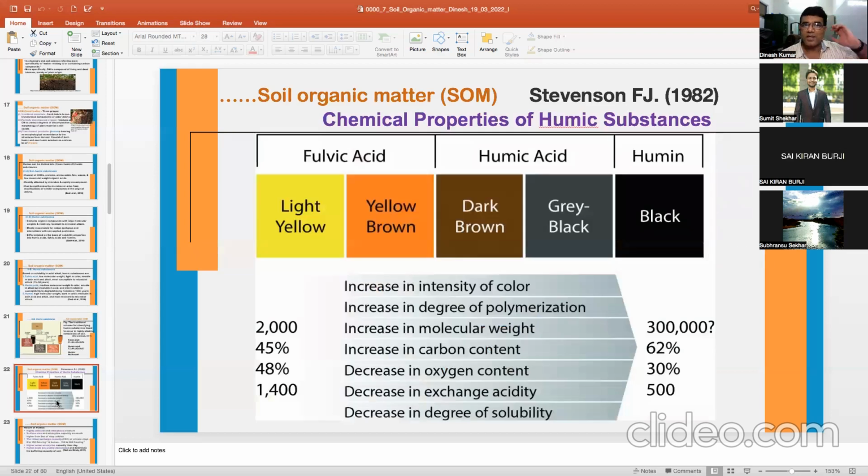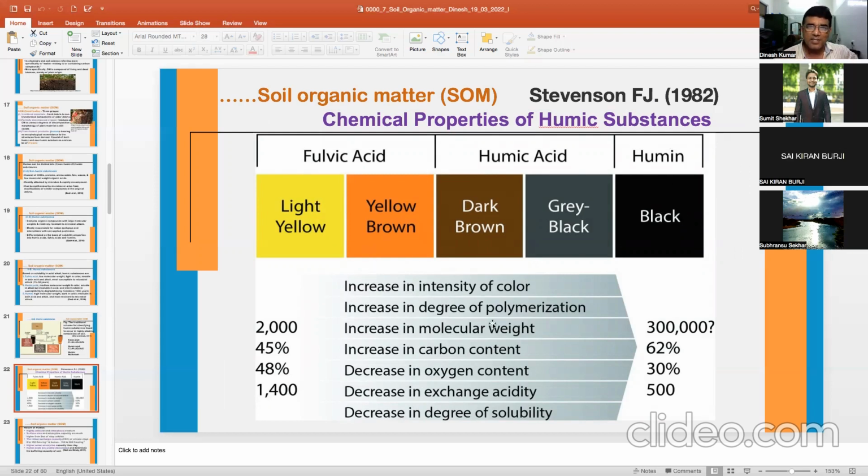Now you can see some characteristics of these three materials very clearly. Chemical properties. Fulvic acid, you can see the color, light yellow to yellow brown. This is the range of color of fulvic acid. Humic acid's range of color is dark brown to gray black. And then humin is pure black.